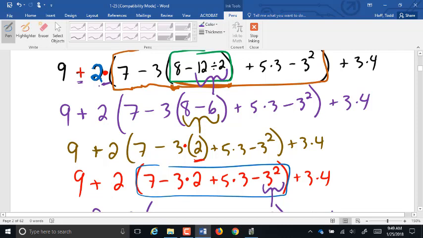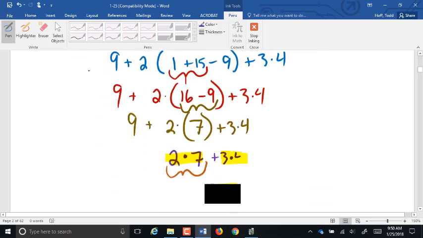So you cannot add the 9 and the 2. It's really tempting. It's up there up front all by itself. And I usually catch at least 1 or 2 people doing that on a test. So be careful. You've got to follow those levels of priority.